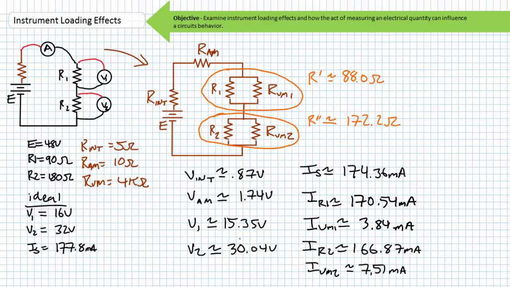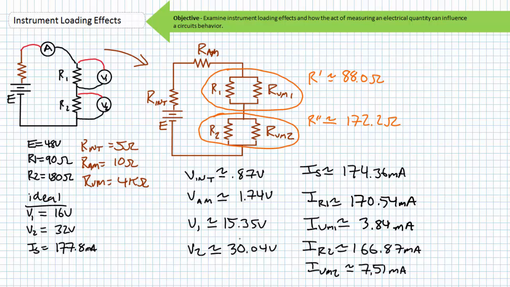Ohm's law can be used to determine the current through each element, where a source current of 174.36 milliamperes travels through the internal resistance of the source and the ammeter. Notice, however, R1 truly only experiences 170.54 milliamperes because 3.84 milliamperes of the incoming 174.36 milliamperes is diverted through the voltmeter.